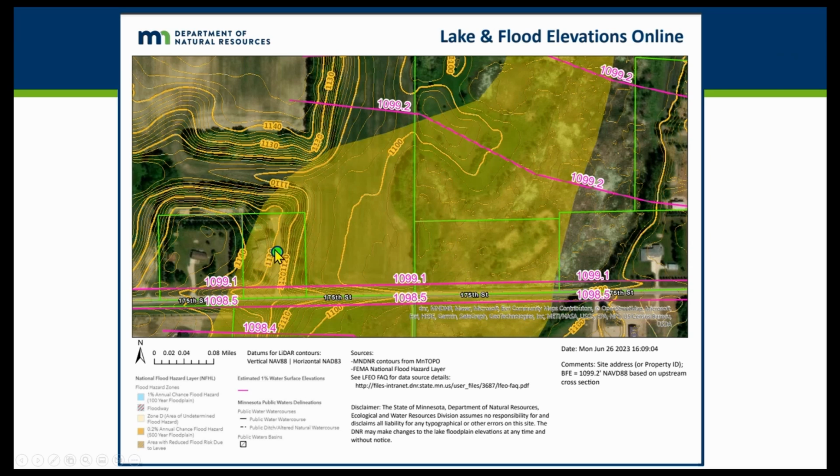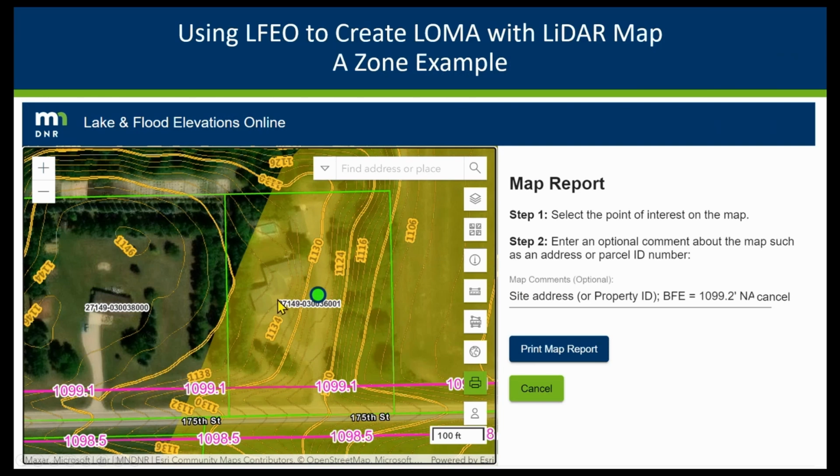So I chose right next to the building, and it's got all the same layers on that I had on in the view when I chose to print the map. My comments that I made, the site address, and what my base flood elevation is are here in the comment section. Now let's zoom in here because we also want to note what's the lowest adjacent grade on the building.